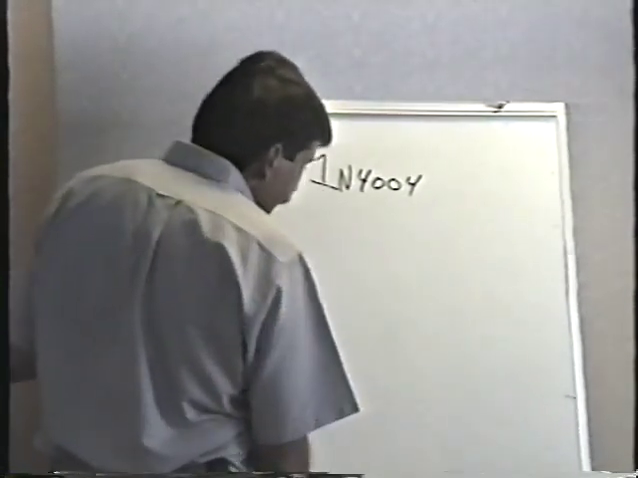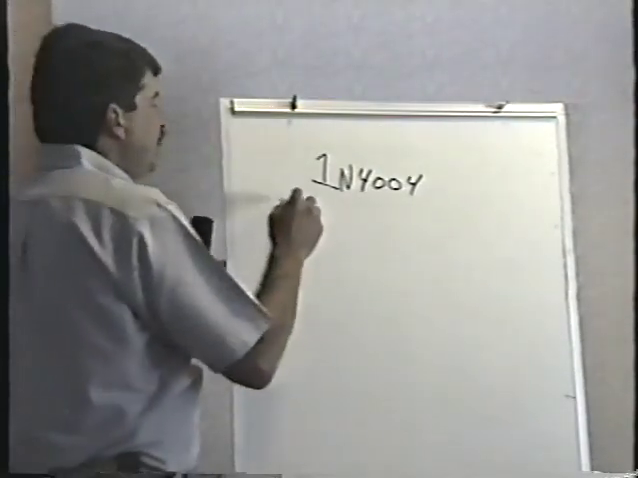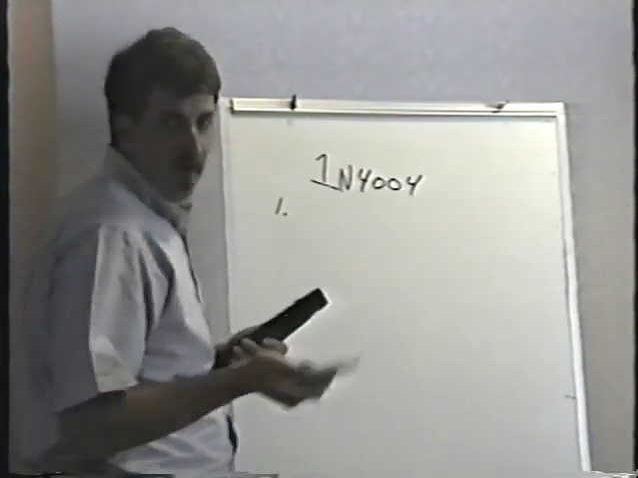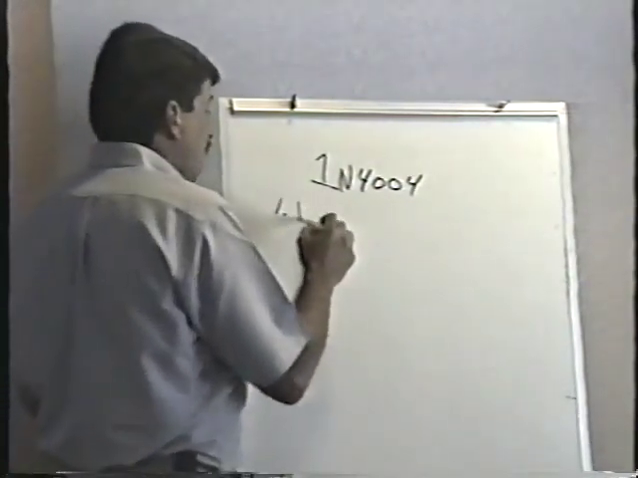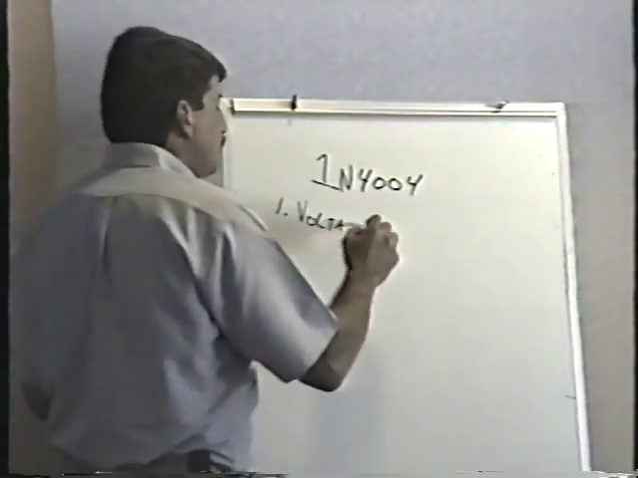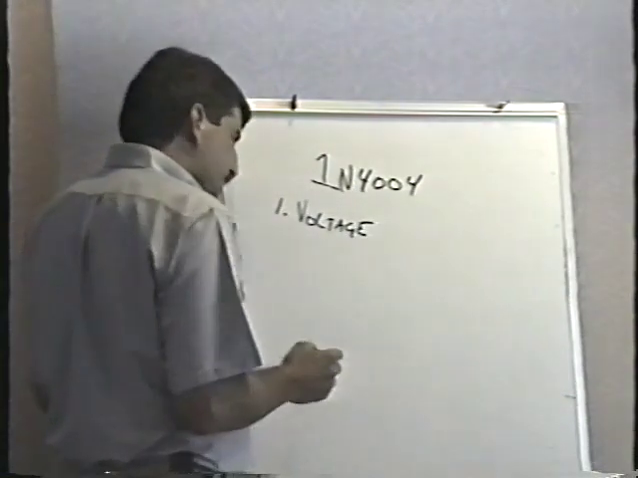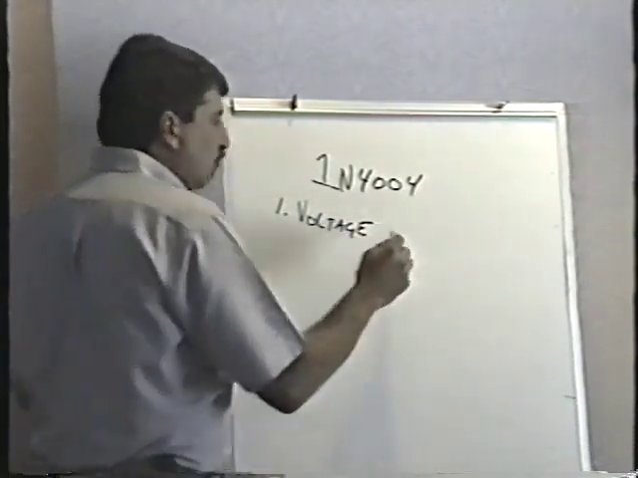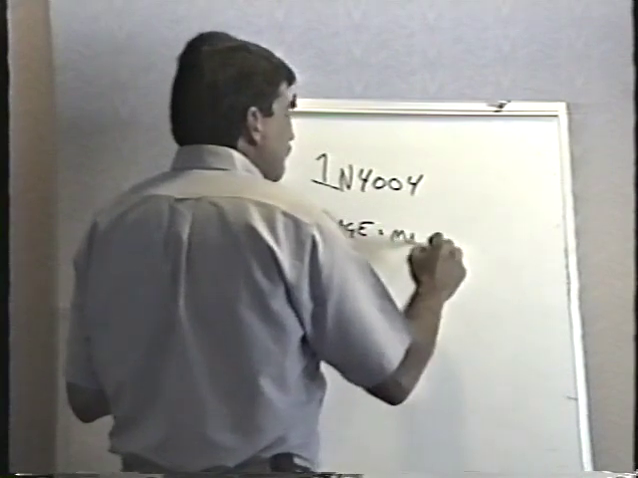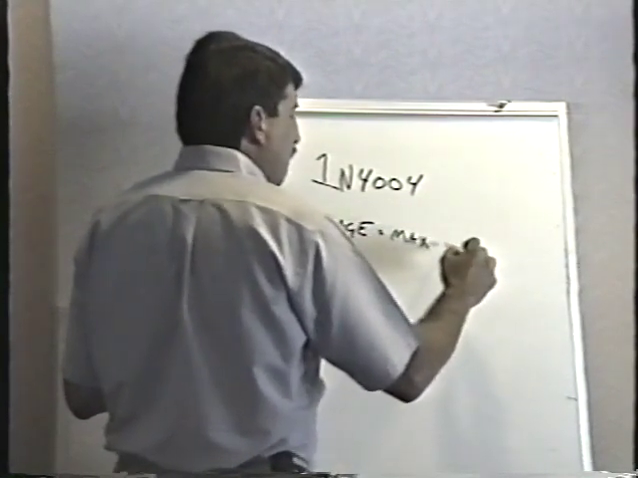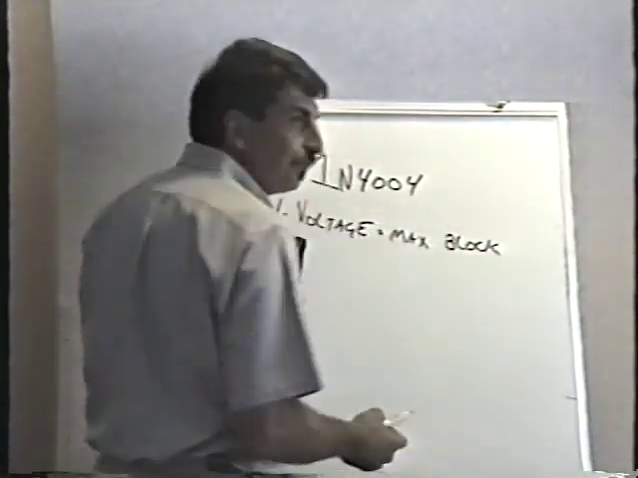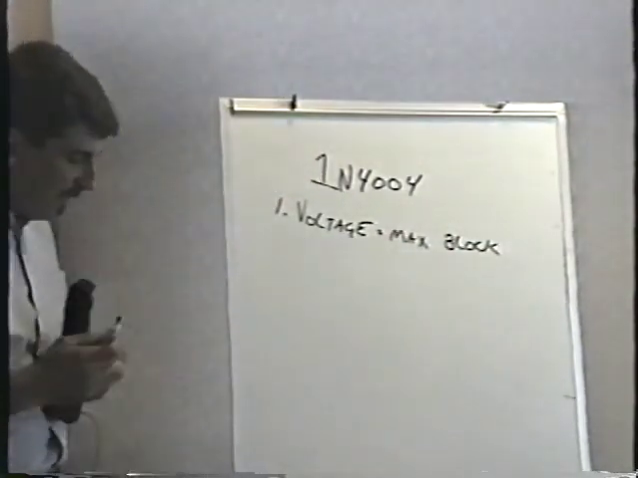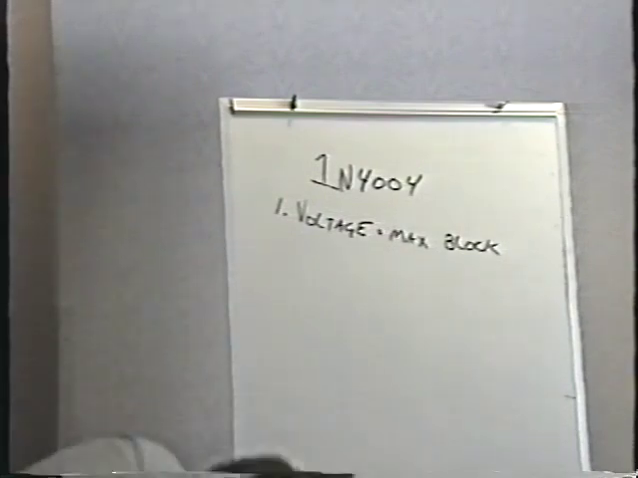All right. Well, diodes have two different specifications, like all of our components have different specs. One is the voltage rating of the diode. The voltage rating of the diode is the maximum amount of voltage that the diode can block. It's the maximum amount of voltage that the diode can block.